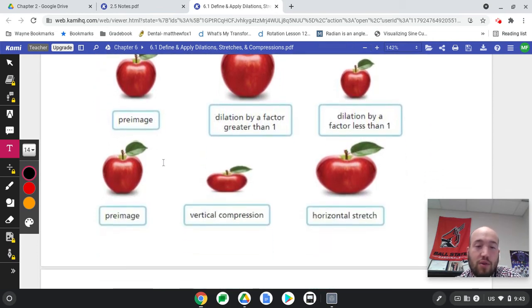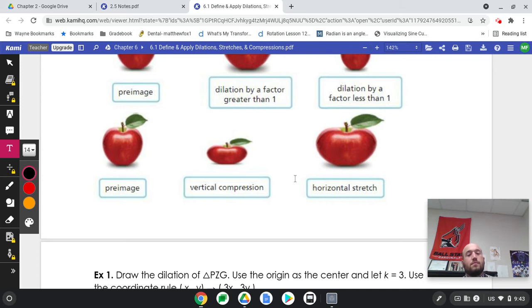Now, once again, the same pre-image, same apple. Here is a vertical compression. It gets smashed in the y direction. The x direction, the left to right, is the same length. This would match up the same left to right. Okay, and finally, horizontal stretch. It's the same height, but it is stretched in the x direction.